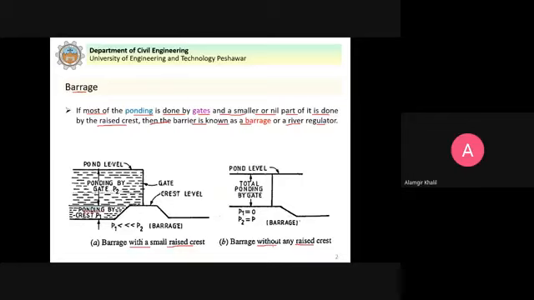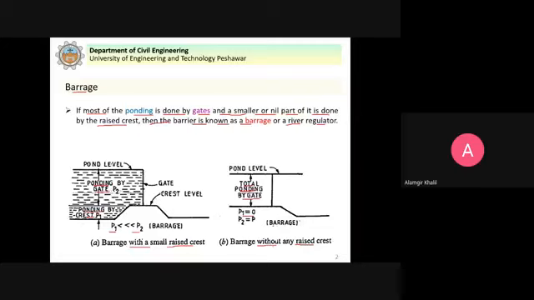ponding is done by the crest here, but you can see that the major part of the ponding is done by the gate. So in this case P1, that is ponding done by the crest, is much less than the ponding that is done by the gate. So this is in the case of a barrage. If you see in this second figure here, there is no raised crest, so the ponding due to the crest is 0, and you can see that the total ponding is done by the gate.